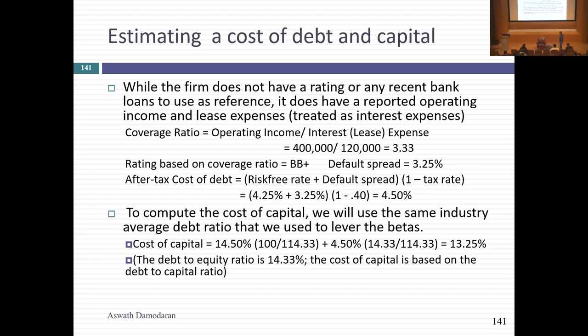I came up with a default spread based on the rating. I gave them a double B plus rating and a cost of debt of 7.5% pre-tax and 4.5% after tax. So I've got a cost of equity from the total beta, a cost of debt from the synthetic rating. My cost of capital for the company is 13.25%. I've got my discount rate to use in a private company valuation, much higher than the discount rate for an otherwise similar public company because I'm using that total beta.